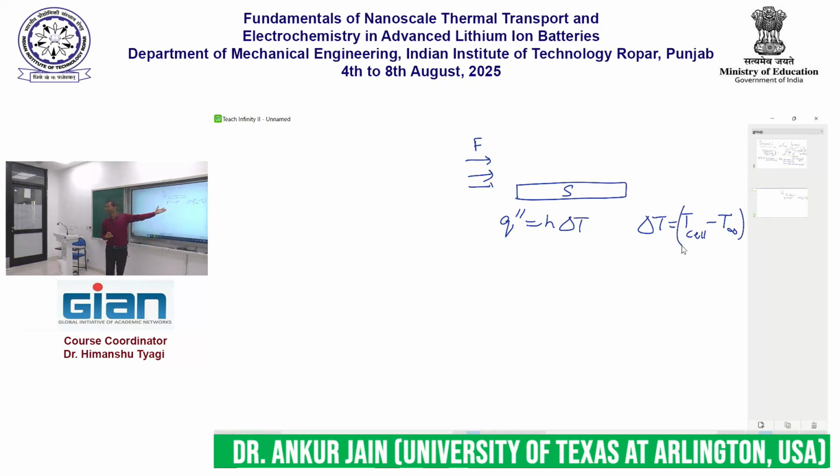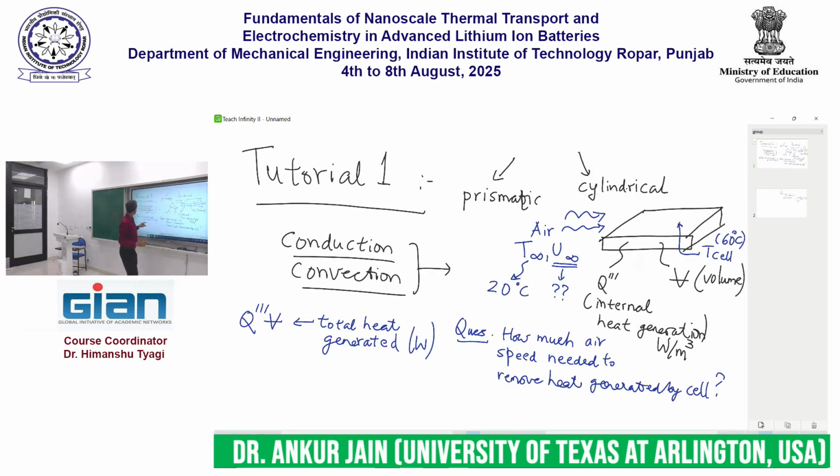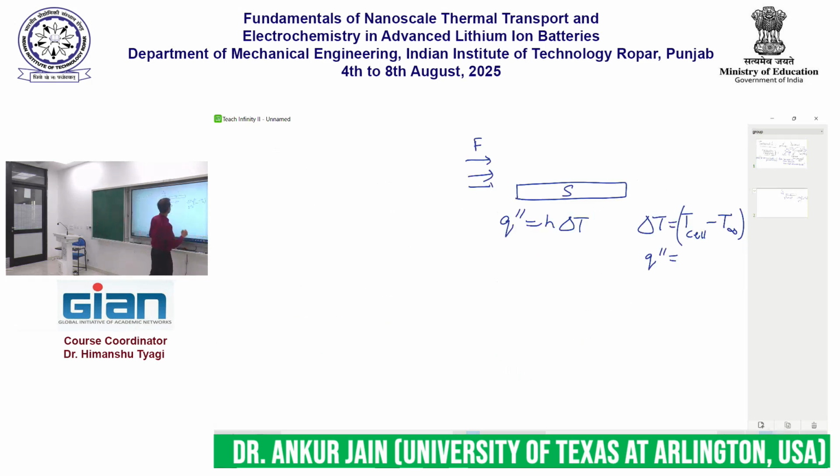The question is, what is the value of H? What is Q double prime, by the way? Q double prime was whatever heat that it was generating. This is Q double prime times A. This is the total heat being generated. If I divide that by A, I will get Q double prime. So let's do that. Q double prime therefore will be Q triple prime times the volume divided by the surface area.